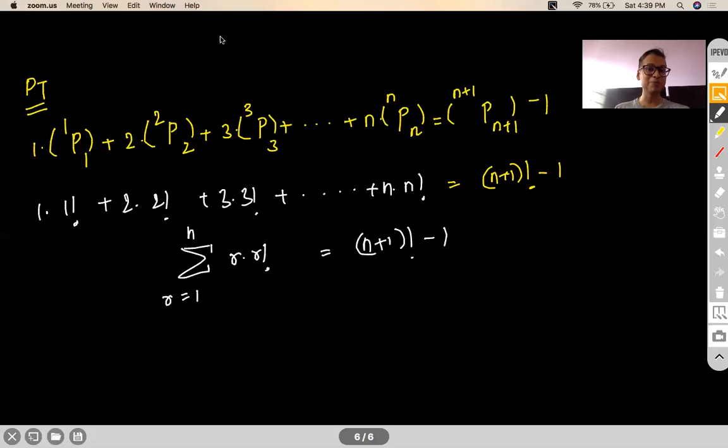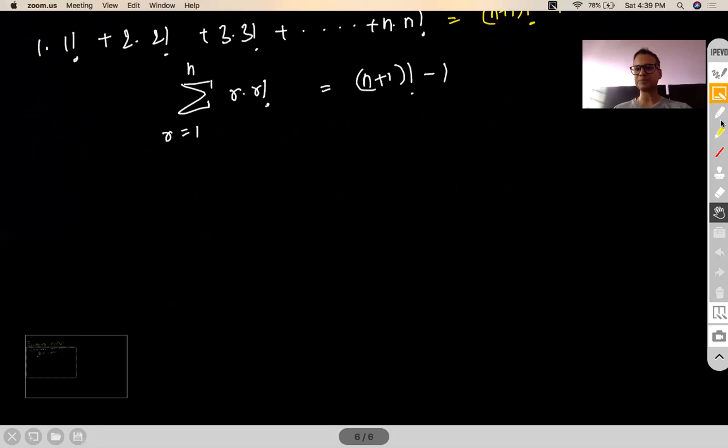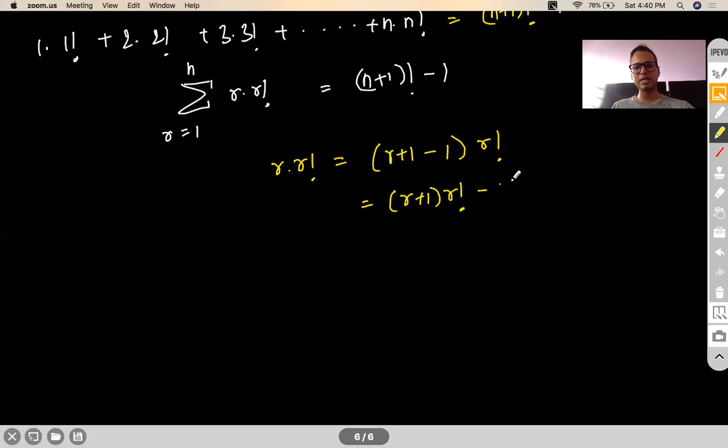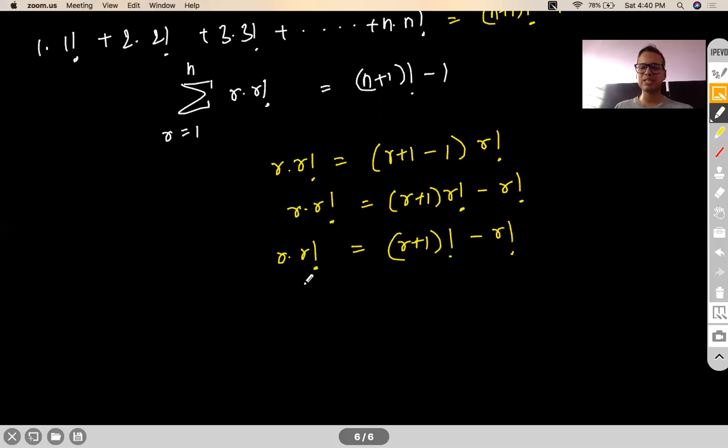Now, do you recall this problem? How many of you do? Right, method of difference. Absolutely, Hariharan, you remember it correctly. Okay, again, I'll repeat it just as a customary thing. See, R into R factorial, you can write it as R plus 1 minus 1 into R factorial. This is nothing but R plus 1 times R factorial minus R factorial. So R into R factorial is R plus 1 factorial minus R factorial. This is what we call the method of difference.